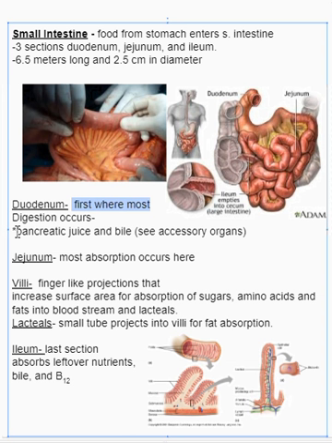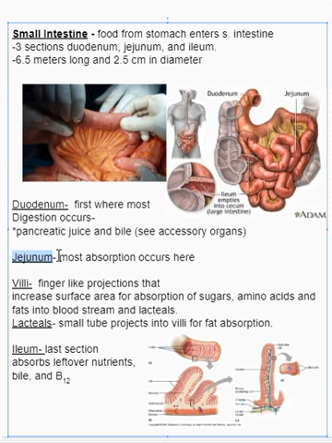The duodenum is the first section, and that's where most of the digestion occurs, because directly into the duodenum are secreted the pancreatic juices and bile from the liver. So there are two accessory organs that are directly connected to this tube, and they dump enzymes and digestive materials right into the tube. And because of that, this is where lots of different digestion activities occur. The jejunum comes second, and this is where a majority of the absorption occurs.